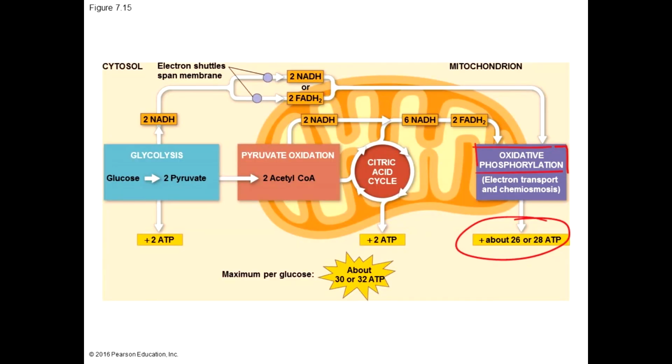So this is figure 7.15. It's basically an overview of everything we've already talked about. And here's oxidative phosphorylation in all its glory. It creates the most ATP out of the three pathways. But all of these pathways ultimately depend on each other to make all of them work.